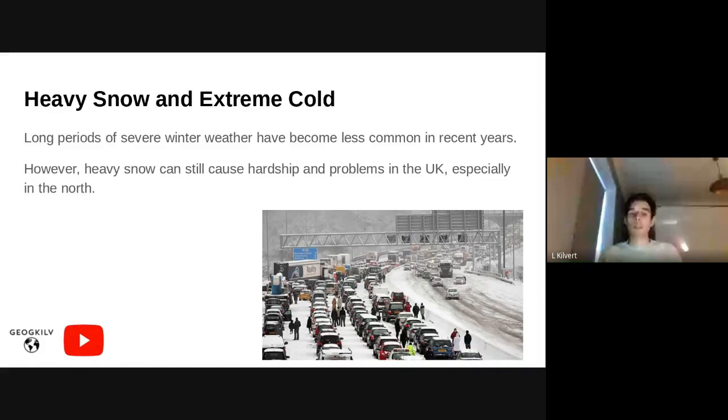And then finally, strong winds. We do get strong winds on the west coast of the UK.